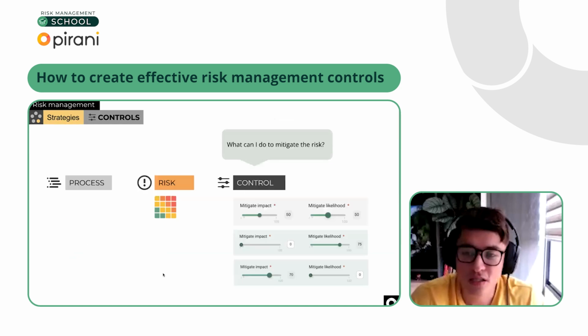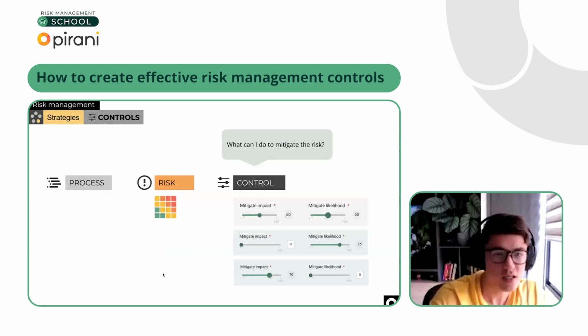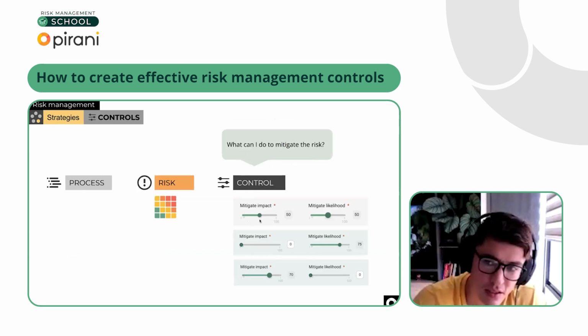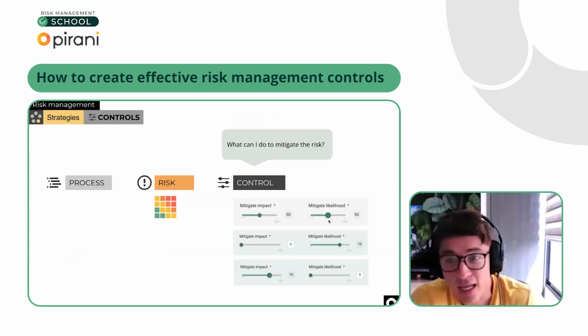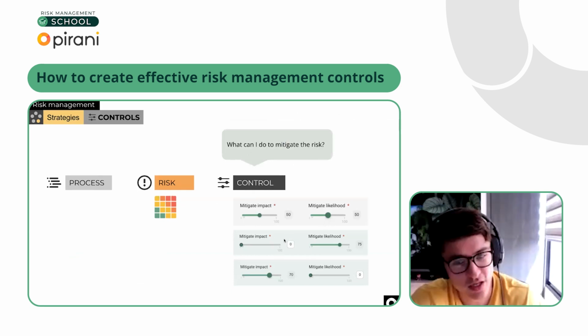And once you create a control and you associate the control with the risk, and you already have the process, you already have the risk, so you ask yourself, okay, what can I do to mitigate the risks? So this control is going to mitigate the impact, the likelihood, or both. That is very strange.